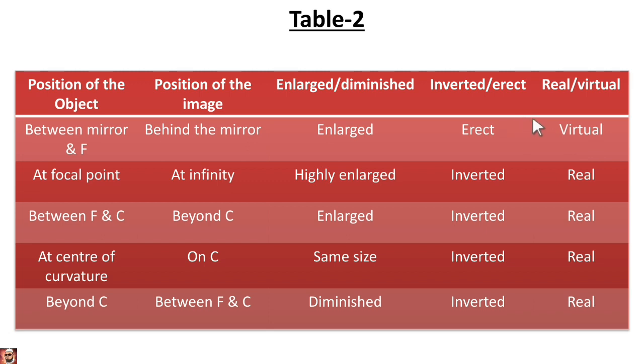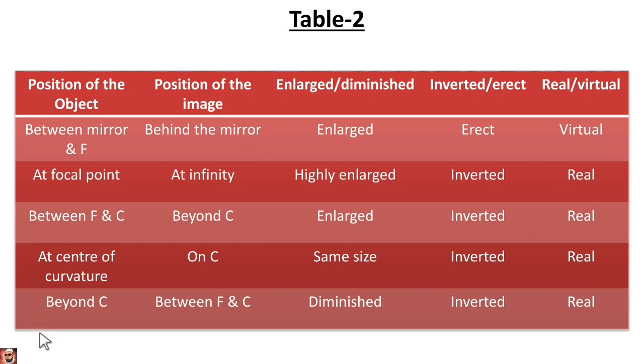Except for this condition, in all the remaining cases you are getting a real, inverted image. When the object is exactly at the focal point, we are getting the image at infinity, and it is highly enlarged, inverted and real. If the object is between focus and center of curvature, the image is beyond C, greater than the center of curvature distance, and it is enlarged, inverted and real. At the center of curvature, the image is also on C, with the same size, inverted and real.